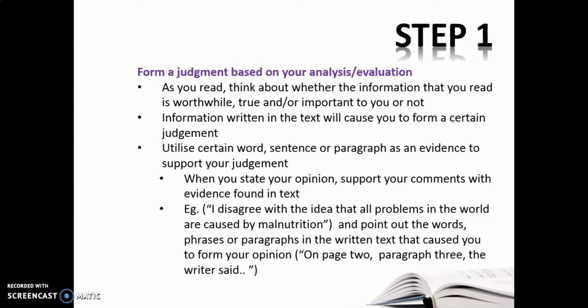So whenever you need to state your opinion, you need to support your comment with the evidence found in the text. For instance, when you say, I disagree with the idea that all problems in the world are caused by malnutrition, you need to refer to the text itself. Point out the words, phrases or paragraphs in the written text that cause you to form that opinion. You refer to which words, which phrases, which paragraphs. Let's say on page 2, paragraph 3, the writer said da da da da.